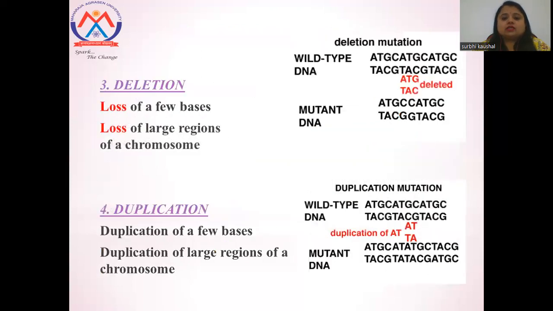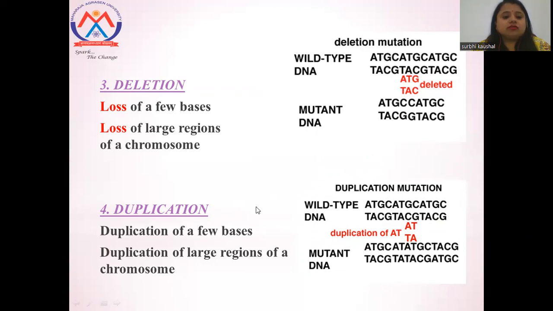Now coming to the next, deletion. This is a loss of a few bases or a loss of a large region of the chromosome. As you see in this diagram, if this sequence, TAC, gets deleted, then the mutant DNA becomes shorter. It could be one triplet or multiple triplets, meaning a loss of a few bases or a large number of bases.